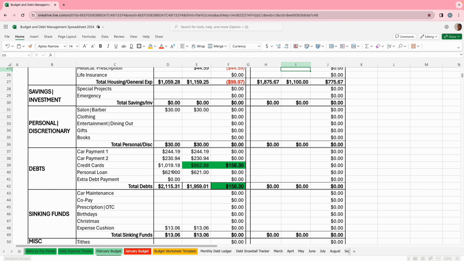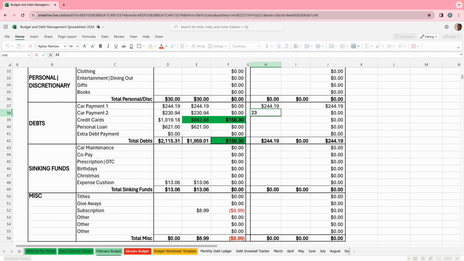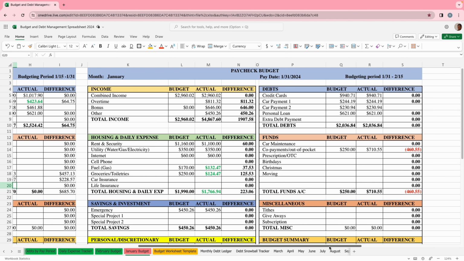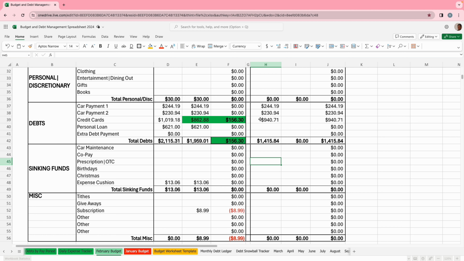So let's go over to my debts. Credit cards, let me skip over to January and just get the same figure here: $940.71. Okay, so I'm using this $940.71 because I paid off one card, but the minimum payment on that card was just like $30. So I'm just going to put the $940.71 there until I'm able to adjust it.